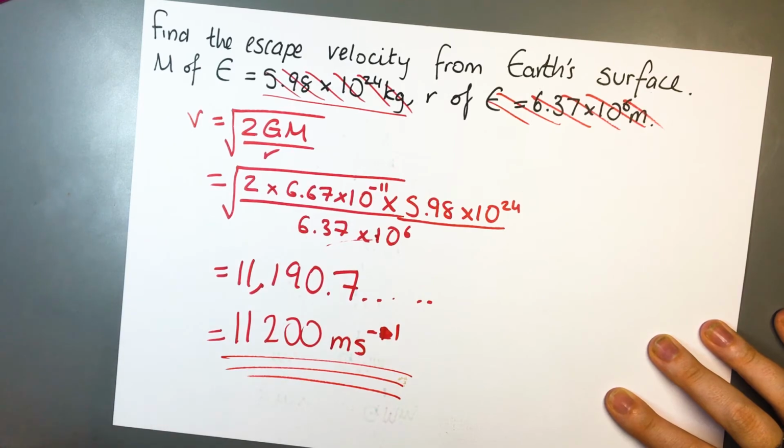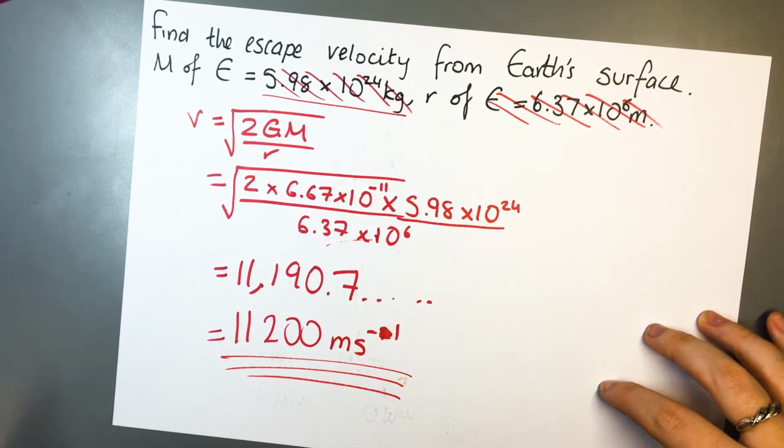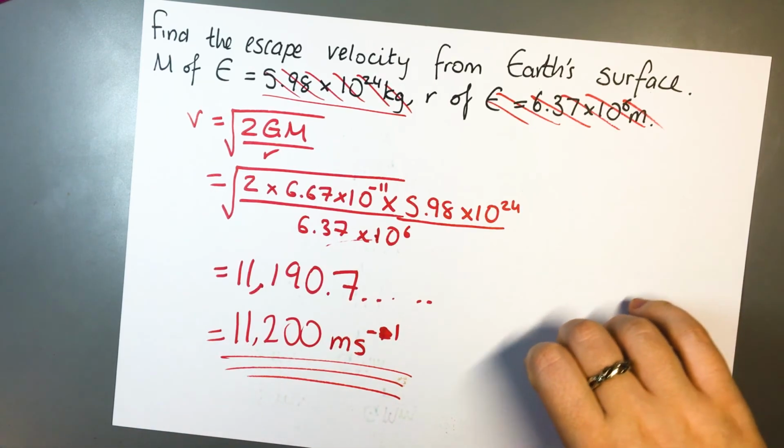So that's my escape velocity. That's how fast I would need an object to be going to escape the gravitational pull of the Earth's surface, which is pretty darn quick.